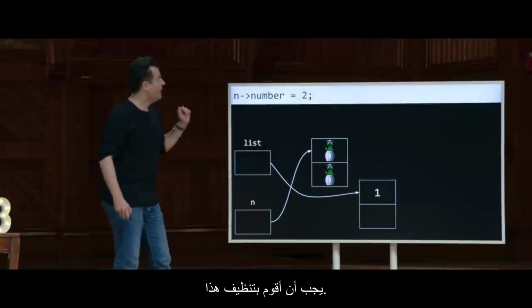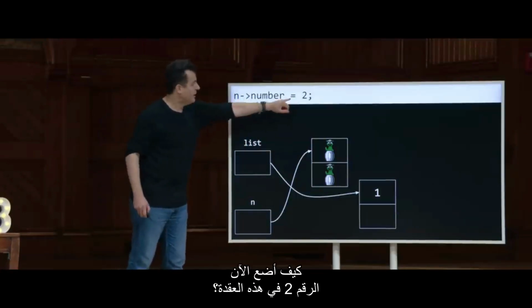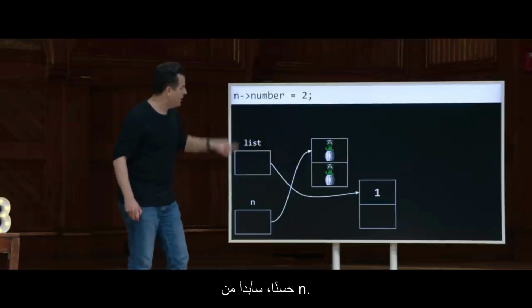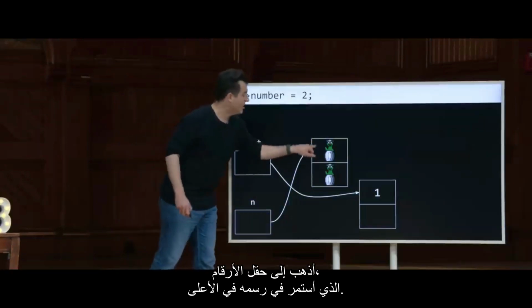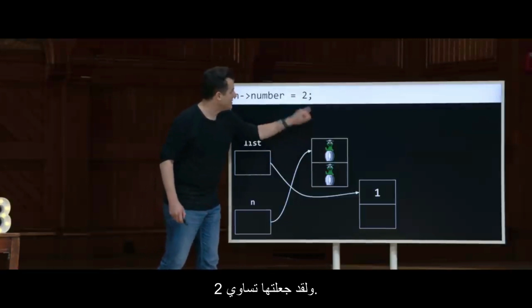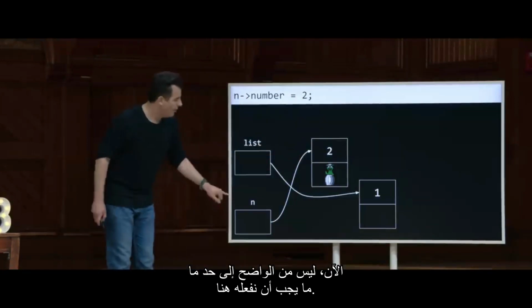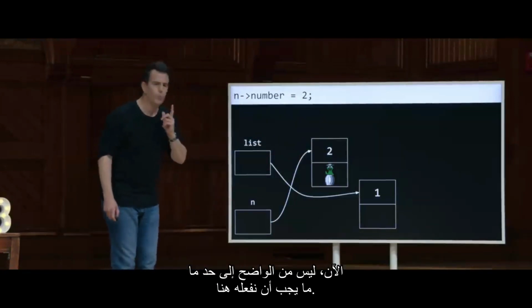I should clean this up. How do I now put the number 2 into this node? Well, I start at n. I go there. I go to the number field, which I keep drawing on top, and I set it equal to 2. Now, it's a little non-obvious what we should do here.